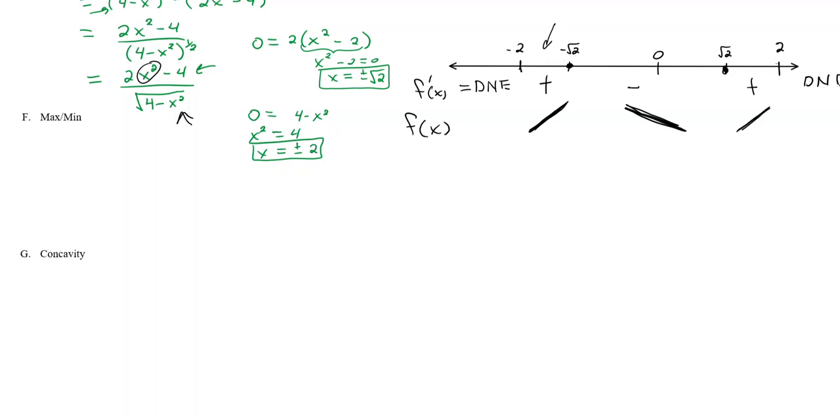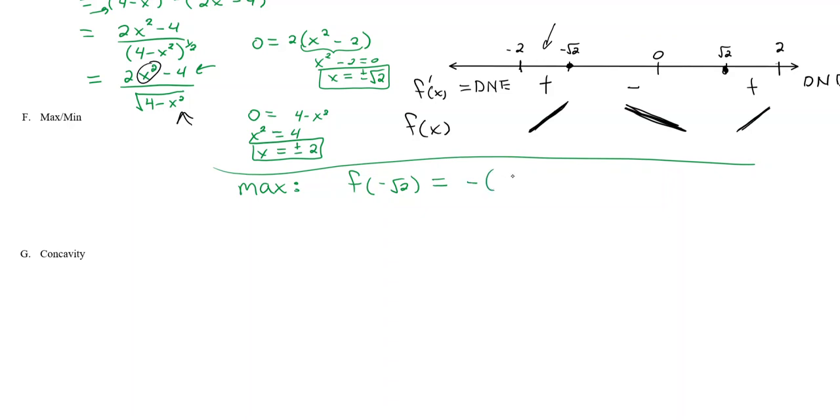All right, so let's find our max value. Okay, so we're going to have a max at f of negative root 2. So if we put negative root 2 into our original function, it would look like this. It'd be negative, and instead of an x, we have negative root 2 times the square root of 4 minus negative root 2 squared. And then if we simplify that all up, what we get here.